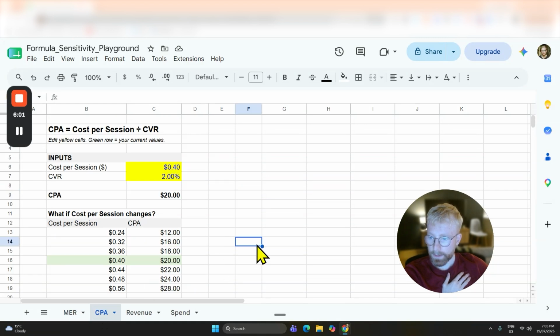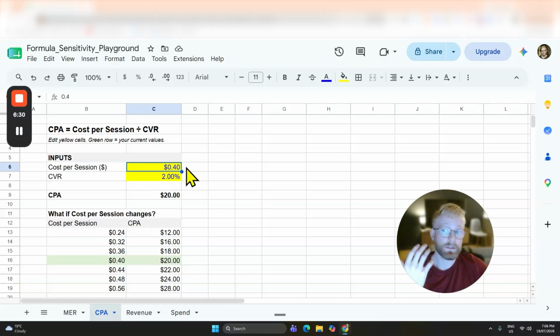Next is CPA. Now, CPA is applicable to lead gen businesses, service-based businesses. It's definitely a key performance indicator for service-based businesses. And CPA is derived from cost per session and conversion rate, right? So CPA equals cost per session divided by conversion rate. And it's the same thing here. From my perspective, cost per session is the easiest to control.